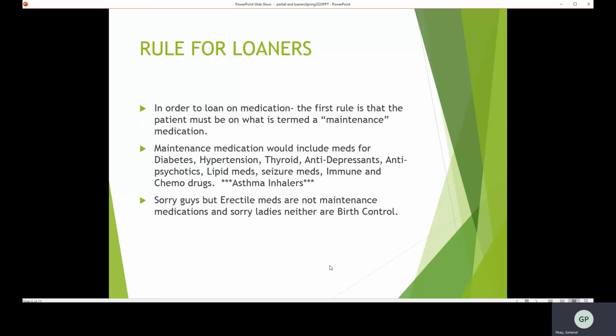The first thing I want you to know is, in order to loan on a medication, the first rule is the patient must be on what is termed a maintenance medication. By definition, a maintenance medication is a medication a person must take every single day. And if the person does not take this medication every single day, it could disrupt their medical condition. Some examples of maintenance medication are diabetes medication, hypertension or blood pressure medication, thyroid medication, definitely antidepressants and antipsychotic medications.